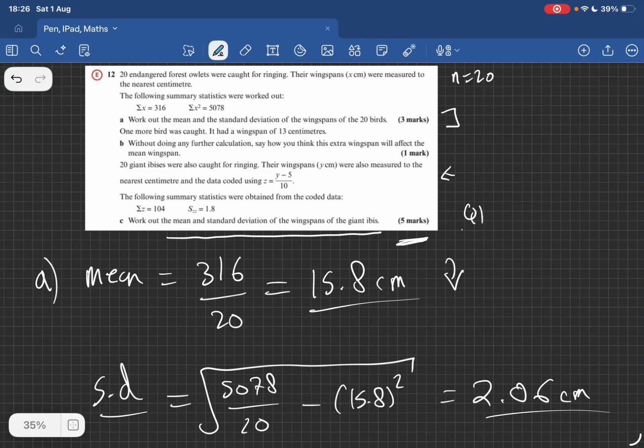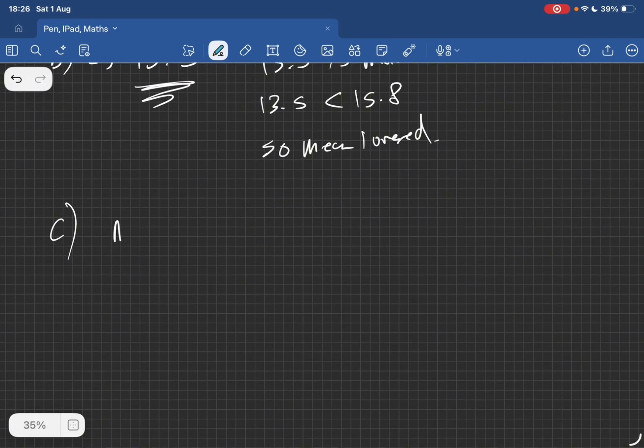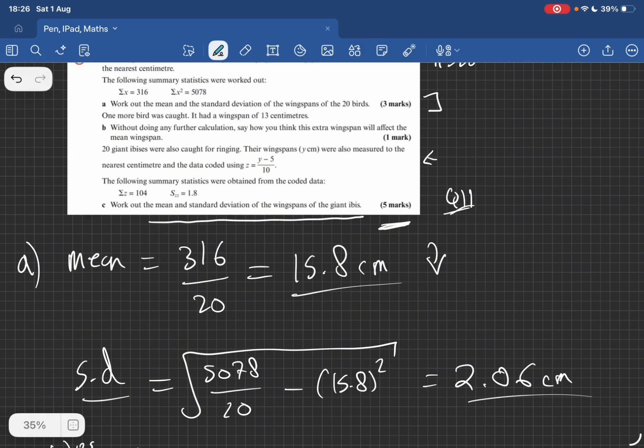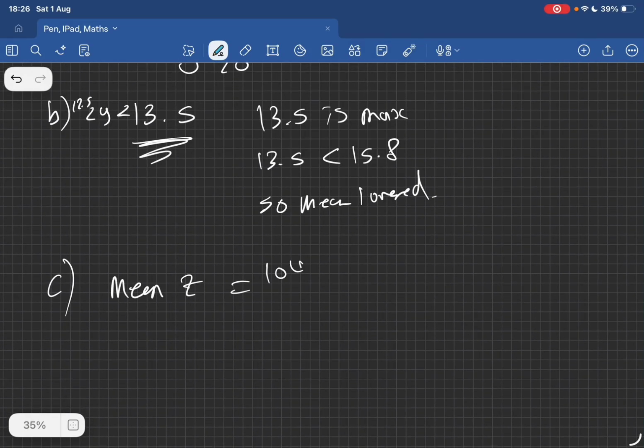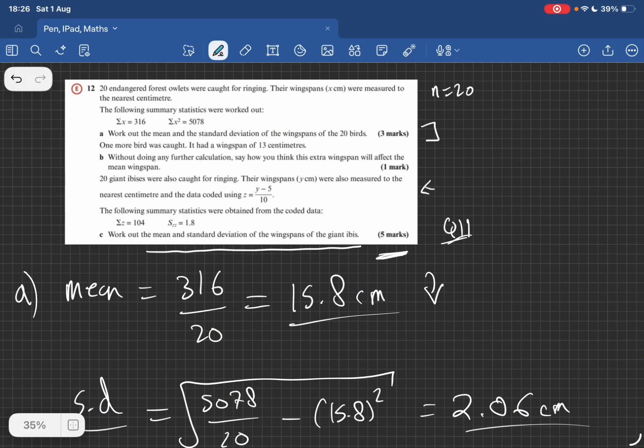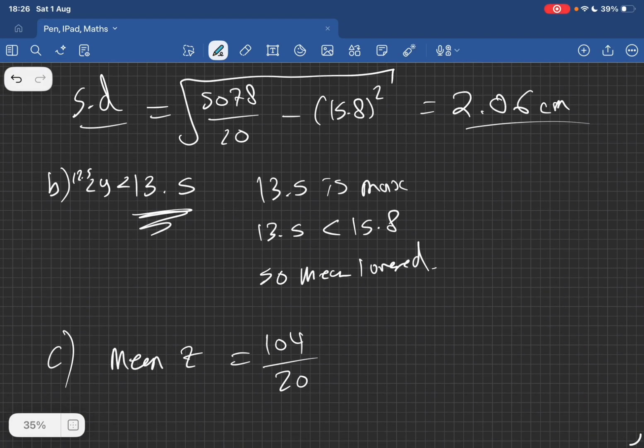Question 11 broke this down for us. Now we need to be able to do it ourselves. So let's find the mean of z and the standard deviation of z. The mean of the coded data, the mean of z, is going to be 104. Were these 20 more again? Yeah, 20 more of those. So 104 divided by 20.